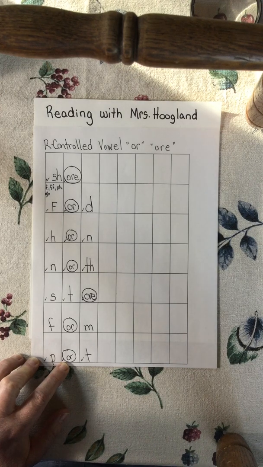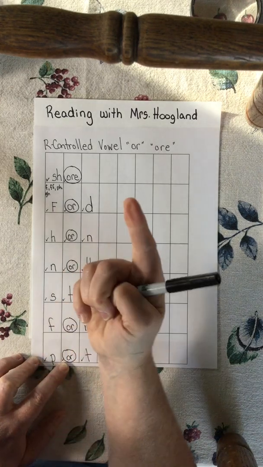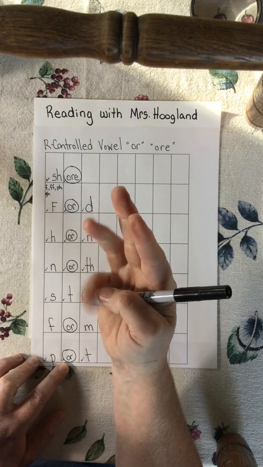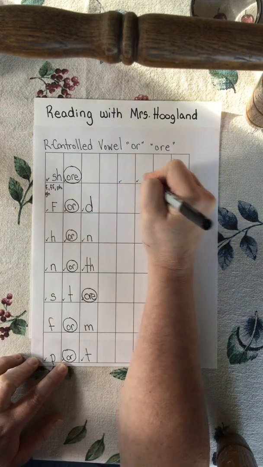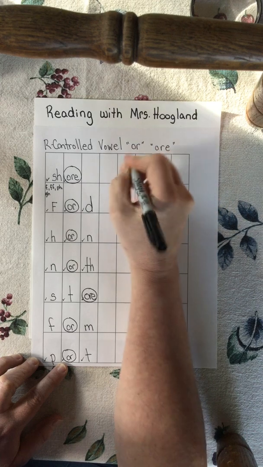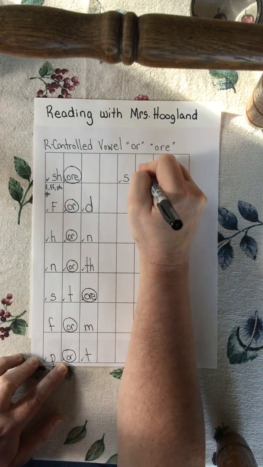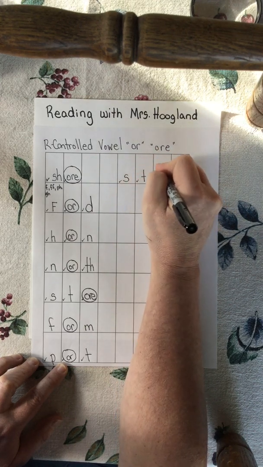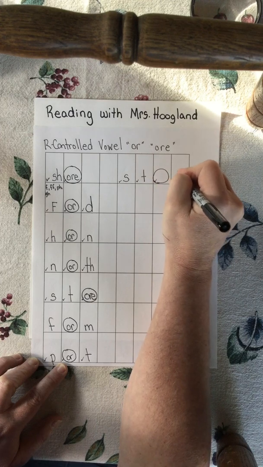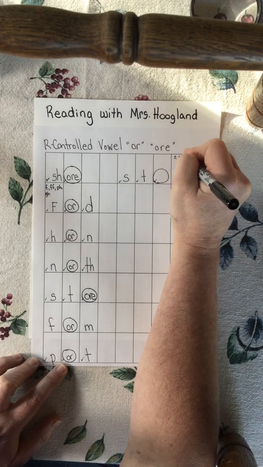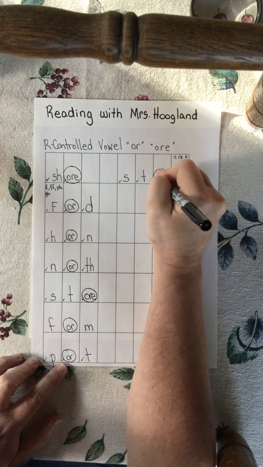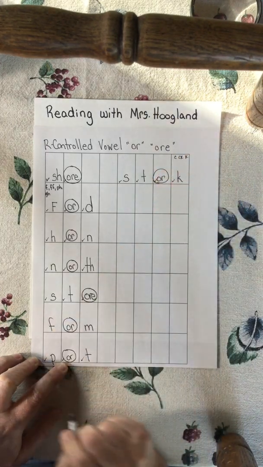Hanging in there with me, I hope so. We did horn, shore, north, and now stork. St, ork. Remember, this could be a C, CK, or a K. It's going to be a K. And it's going to be an OR, stork.